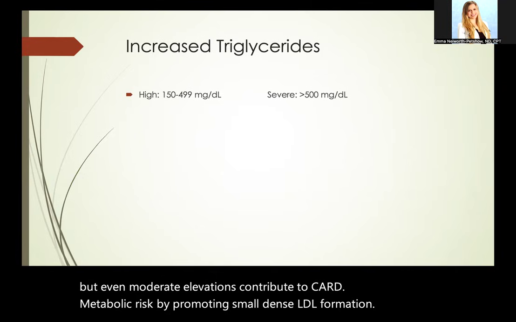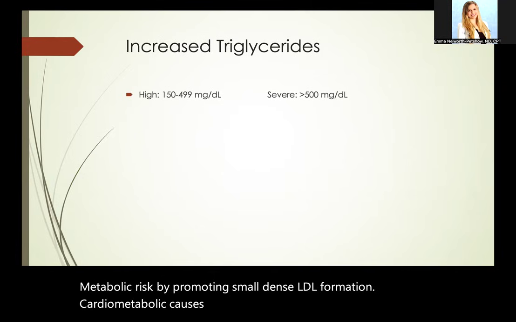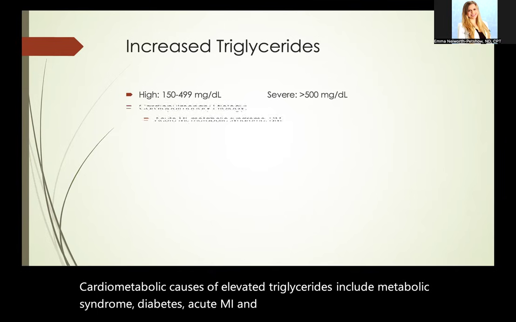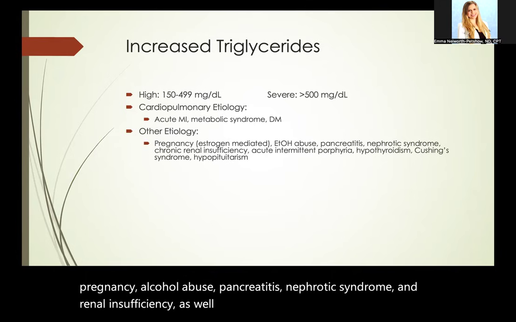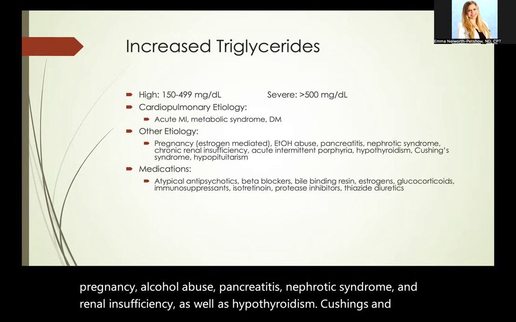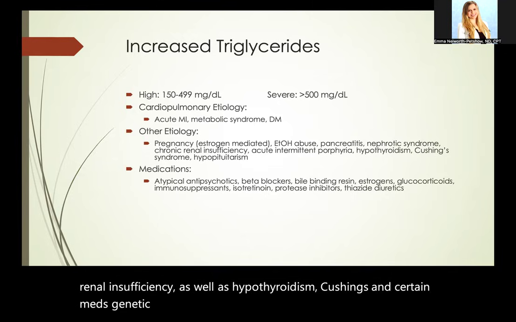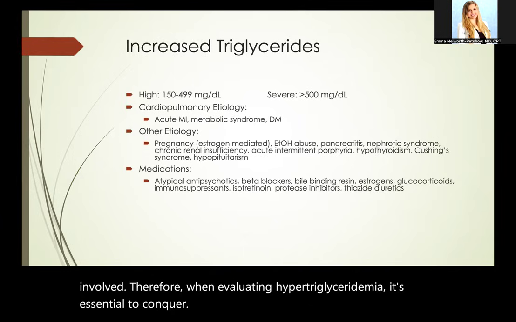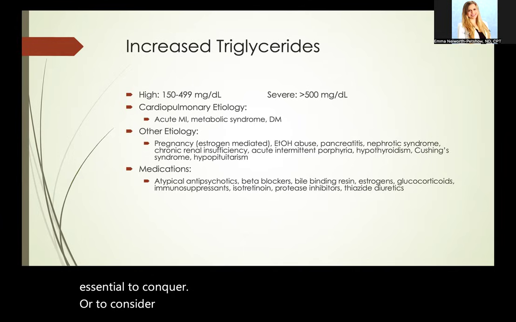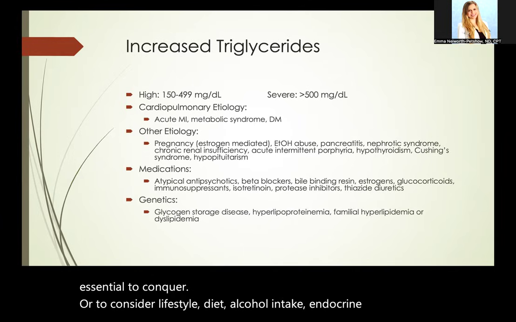Cardiometabolic causes of elevated triglycerides include metabolic syndrome, diabetes, and acute MI. Other causes include pregnancy, alcohol abuse, pancreatitis, nephrotic syndrome, and renal insufficiency, as well as hypothyroidism, Cushing's, and certain meds. Genetic disorders like familial hypertriglyceridemia can also be involved. Therefore, when evaluating hypertriglyceridemia, it's essential to consider lifestyle, diet, alcohol intake, endocrine disease, medication lists, and family history.